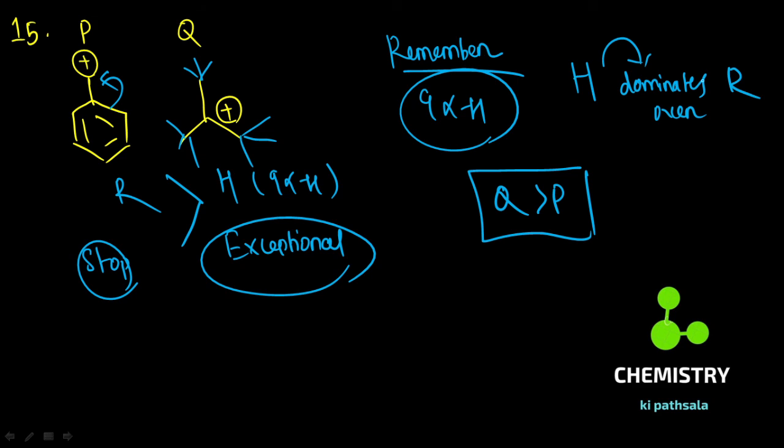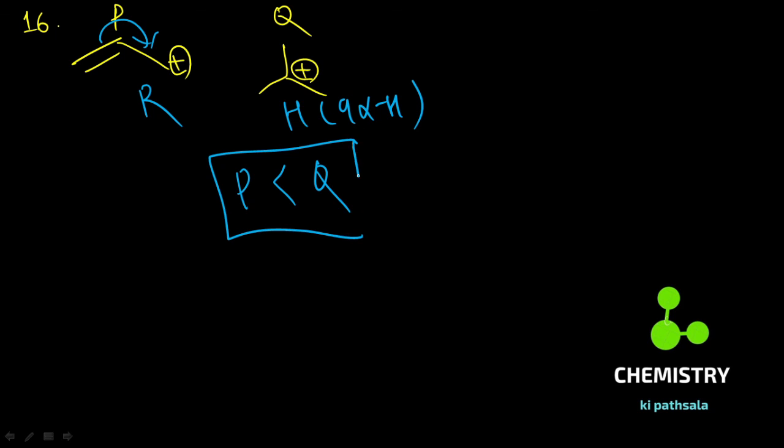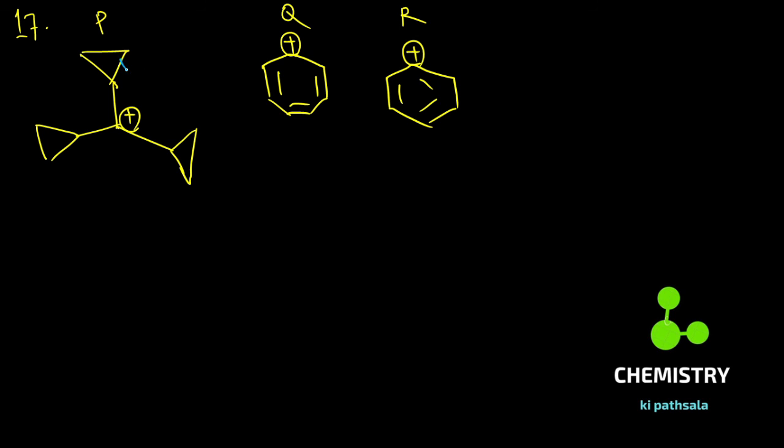Hyperconjugation dominates over resonance. Okay, question number 16. Here in this case resonance, here in this case hyperconjugation, 9 alpha hydrogens. Yes, correct. So hyperconjugation dominates over your resonance here. Okay, now question number 17.